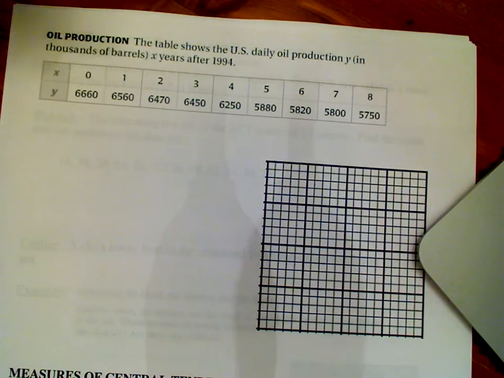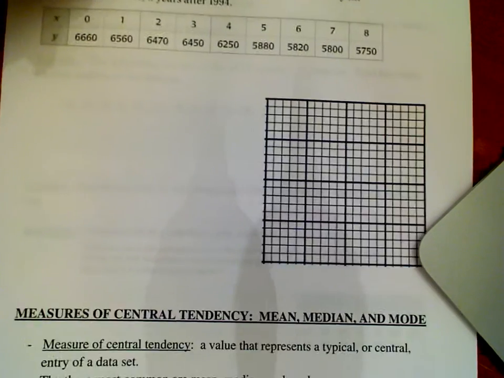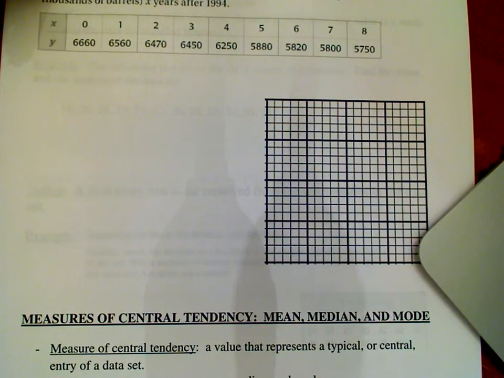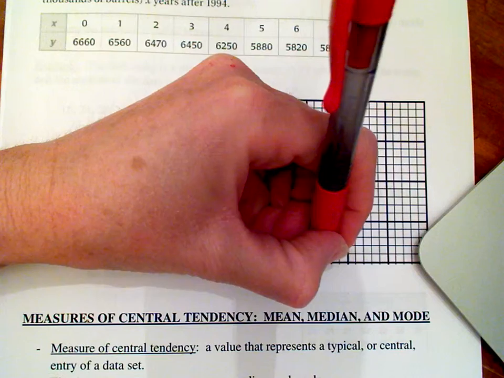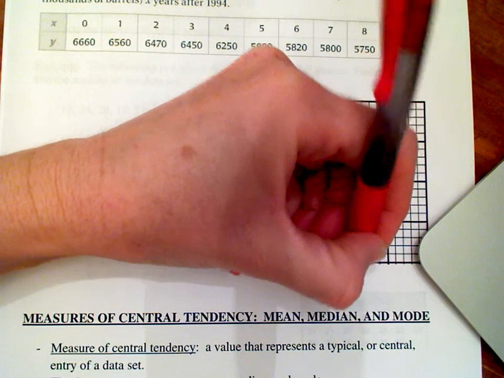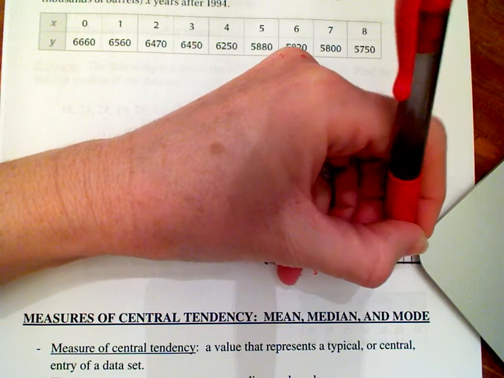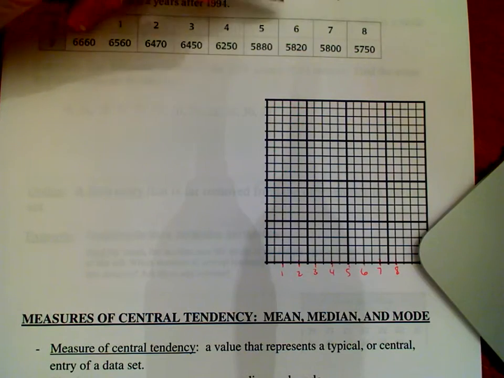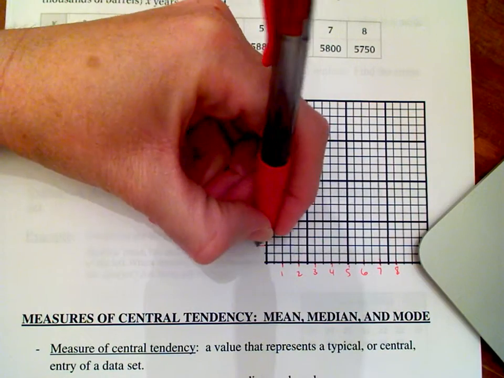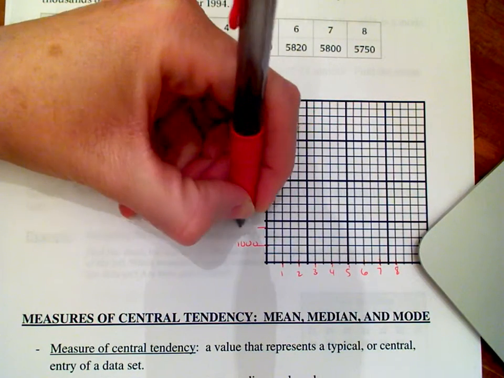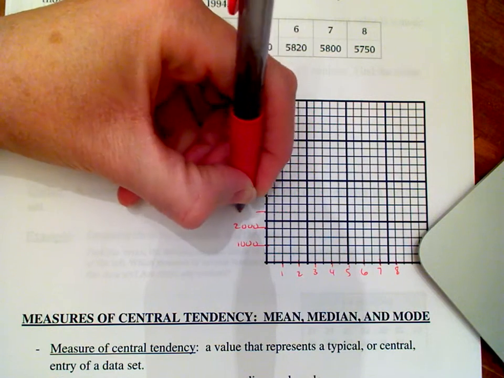If you look at this problem up here, it says the table shows the U.S. daily oil production in thousands of barrels x years after 1994. So the first thing we're going to need to do is make our scatter plot. Now notice your x coordinates are just going by ones, and so that's what I'm going to count by, except I'm going to skip a line in between just to space it out a little bit. It makes the graph, I think, a little bit easier to see. Now if you look at your y coordinates, those are all pretty big. I would suggest you count by 500s or 1,000. Just use a scale that's appropriate for the problem. I'm going to count by 1,000, but again, I'm going to skip a line in between just to space it out a little bit.